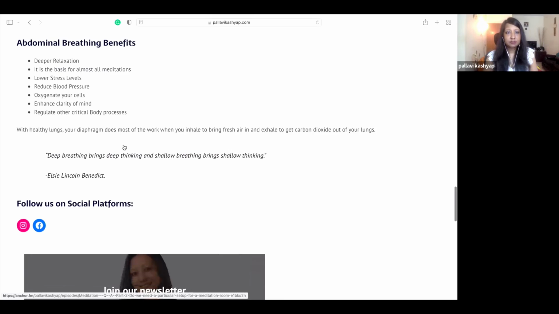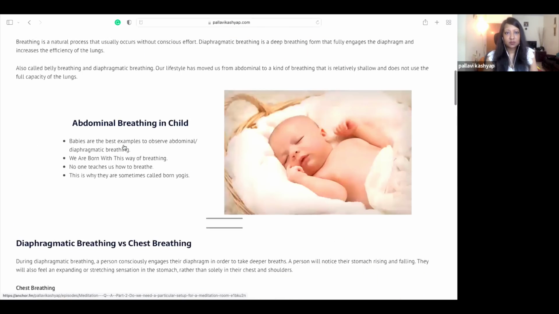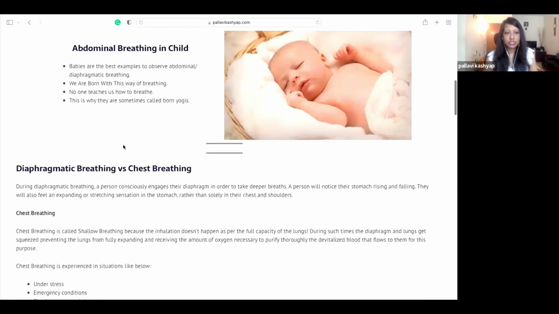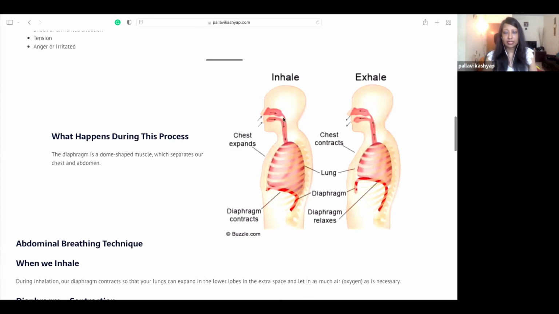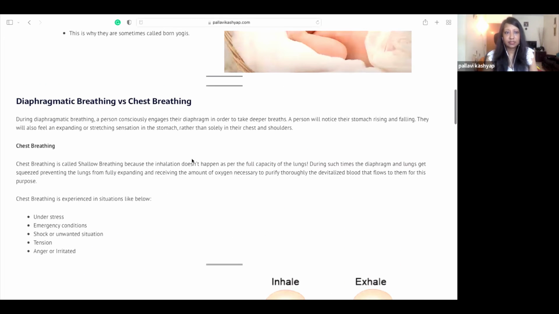So I'll come to the breathing benefits. I just wanted to show what chest breathing is. When you're not doing the full deep breathing, what we do is chest breathing. The shallow breathing is like chest breathing. Chest breathing is also called shallow breathing because the inhalation doesn't happen to the full capacity of the lungs. Like I explained, deep is when the entire oxygen goes in. Shallow is when it is midway or half.